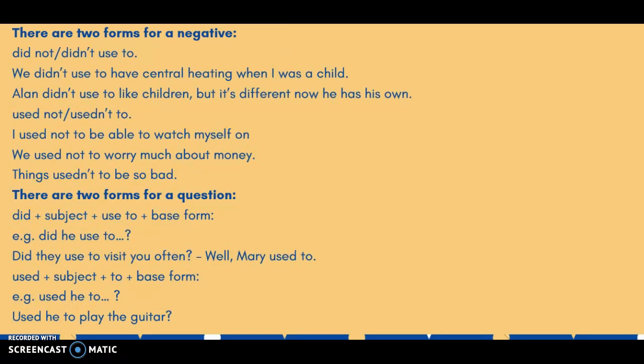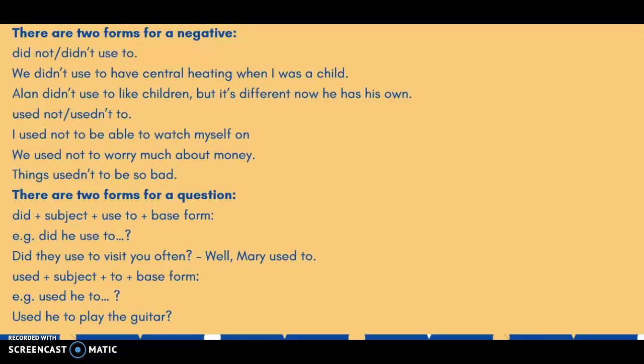There are two forms for a negative: didn't use to, didn't used to. We didn't used to have central heating when I was a child. Alan didn't used to like children, but it's different now. The other is used not to or used to not. I used not to be able to wash myself. Used to not worry much about money. Things used to be so bad.